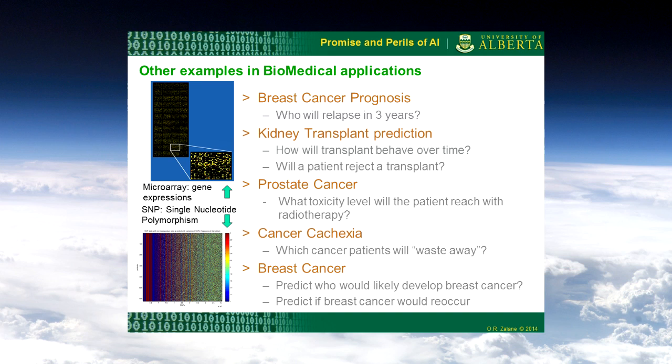You can also predict whether this person will have a relapse after a certain time. For a kidney transplant, you can predict whether this patient will reject it or will not reject it, which one will strongly reject it, which one will less strongly reject it, and so forth. And then you can use that information to decide to whom to give that organ. Prostate cancer as well, you can predict the toxicity levels, and I'll talk about this in the next slide. Cachexia, to predict whether this patient being treated this way will lose muscle mass, and so forth.